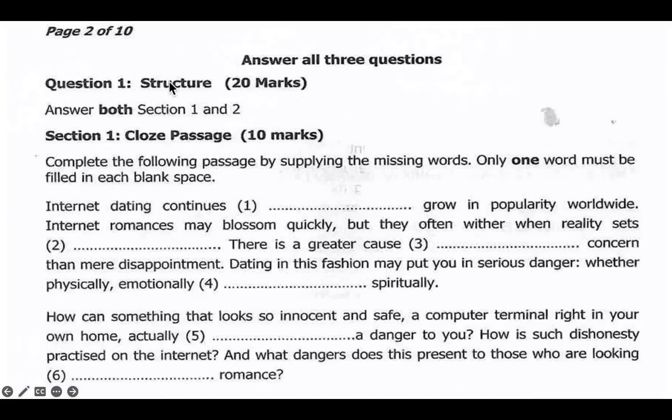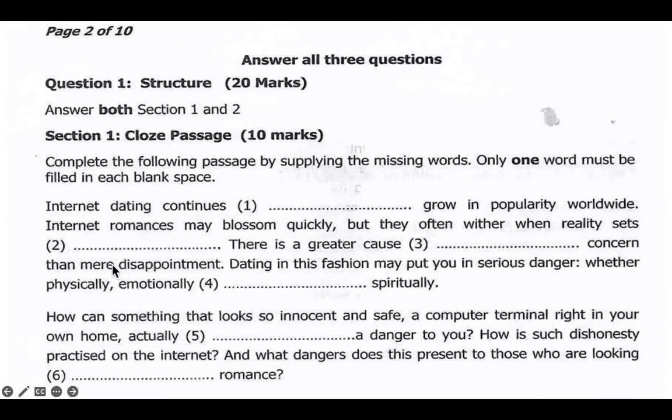Question one, we have structure, 20 marks. Answer both section 1 and section 2. Section 1 is cloze passage, 10 marks. Complete the following passage by supplying the missing word. Only one word must be filled in each blank space. Only one word, no two words, no three words.